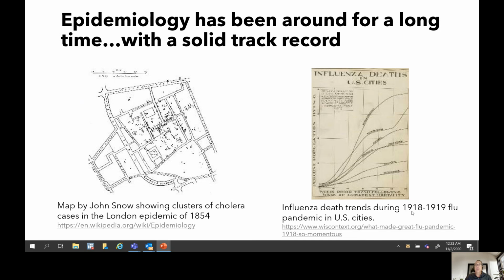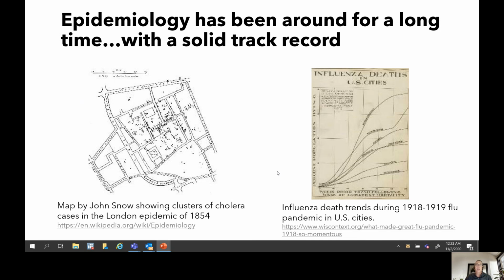Here's a really interesting Epi curve looking at the percent of the population who were dying in different U.S. cities from 1918 to 1919. Now, clearly, this was pre-PowerPoint, but a lot of the same concepts are there, looking at the proportion of a population who was dying as opposed to just the raw numbers, a fairly advanced concept.